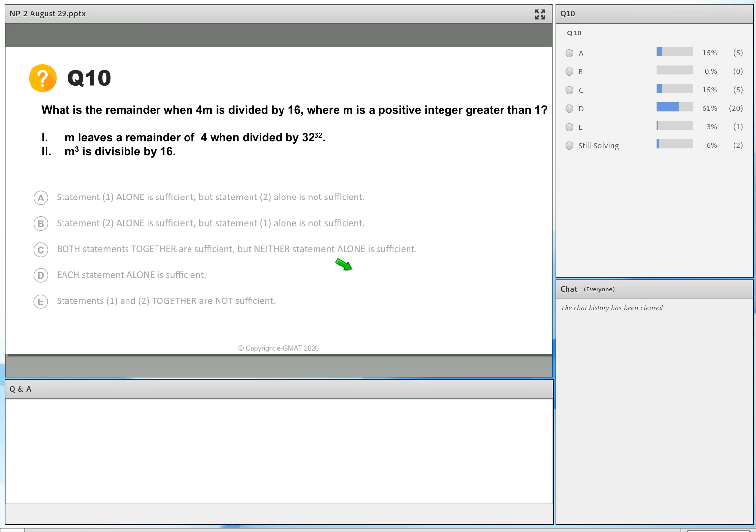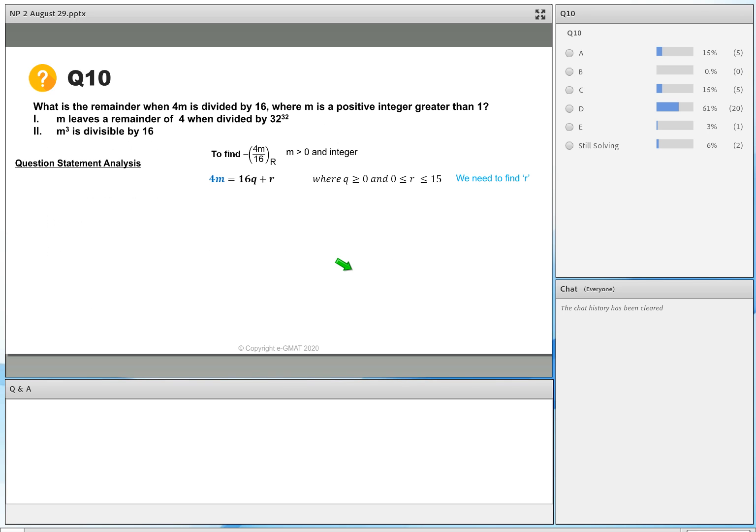For everyone who marked C or E, you missed it the most. So listen to the solution very, very carefully. There is a situation, we're dividing 4m by 16, the dividend is 4m, the divisor is 16, you want the remainder. So this is how we've expressed it. And m is what? It's a positive integer greater than 1. Could be 2, 3, 4, anything.